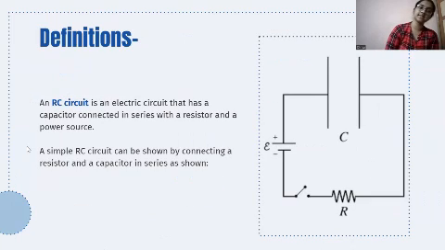Now coming to the RC circuit, an RC circuit is an electrical circuit that has a capacitor connected in series with a resistor and a power source. A simple RC circuit can be understood by the given figure.